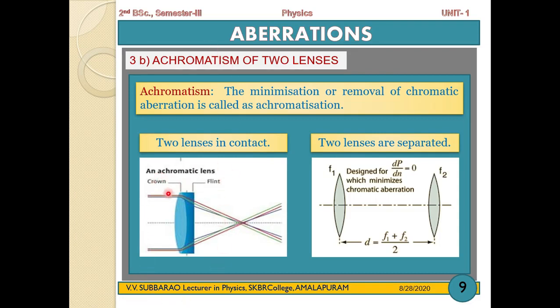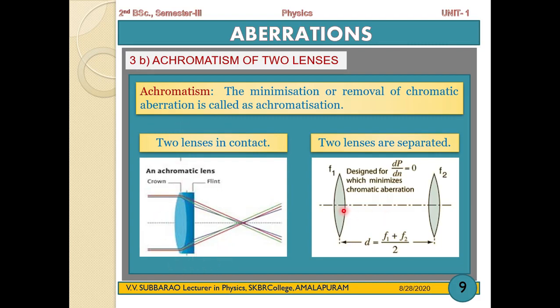This combination is called an achromatic doublet. It consists of a convex lens made of crown glass and a concave lens made of flint glass. This combination successfully eliminates chromatic aberration and it is popularly known as achromatic doublet.